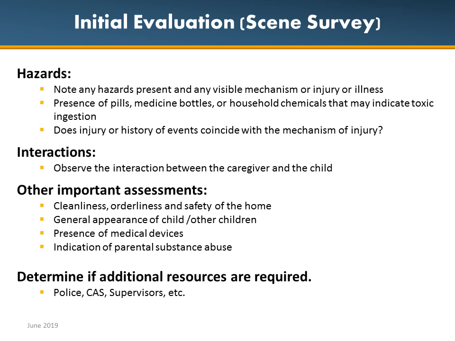And does the injury or history of events coincide with the mechanism of injury? Always observe the interactions between the caregiver and the child. Other important things to look for include cleanliness, orderliness, and safety of the home, the general appearance of the child or other children in the home, presence of medical devices, and indication of any obvious signs of parental substance abuse. And always remember to determine if additional resources are required, such as the police, CAS, supervisors, etc.